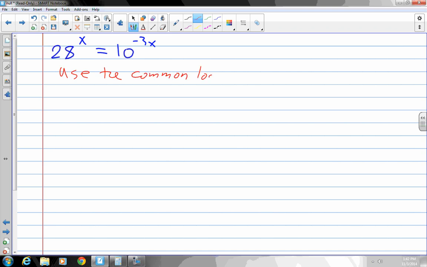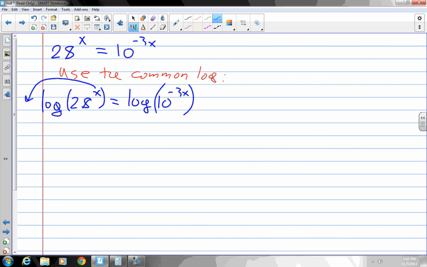So we have log of 28 to the power x equals log of 10 to the power negative 3x. What's happening is the exponent is going to fall out on the left using the power rule: x times log of 28. While on the right, what is the right-hand side going to equal? Negative 3x, just the exponent. Okay. Well, that's a bad example, but anyways.